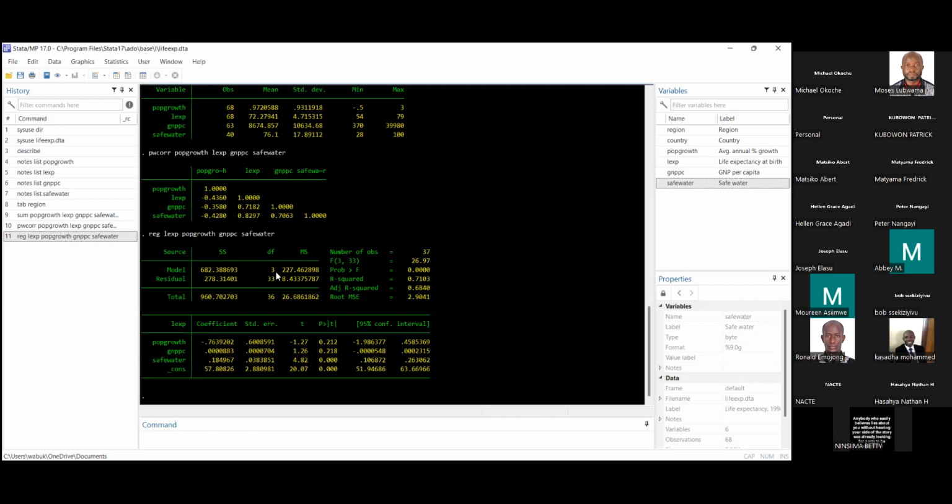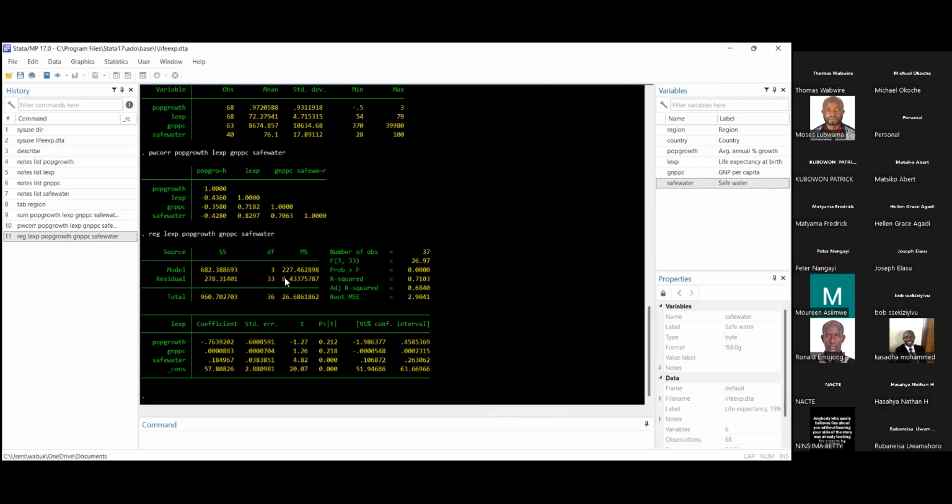For the observations, we had 37, which is the total observations, minus K, which is 4. The restriction is 4, and that's where we get the 33. And so this plus this is the 36 you're having here. Then the mean sum of squares, you just divide 682 by 3. It should give you this 227. And 278 by 33 should give you this 8.4.